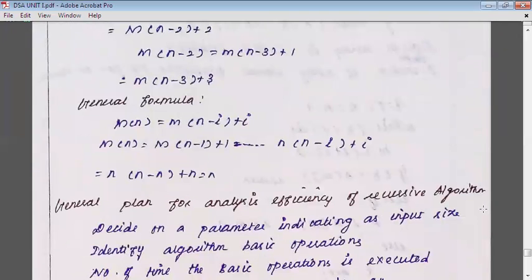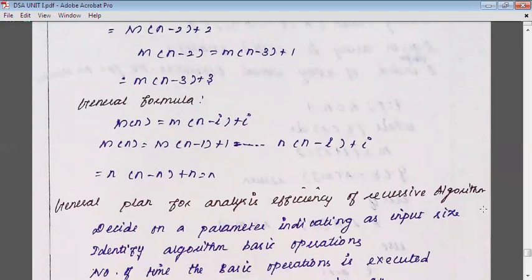Suppose 5 factorial: the number of multiplications that occur in 5 factorial. So 5 is the input size, so n is 5. The value of n is 5, so 5 is the answer for the number of multiplications for 5 factorial.